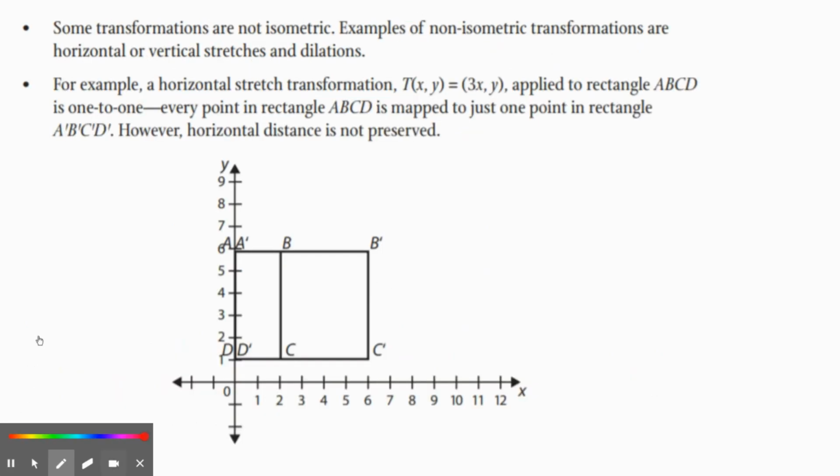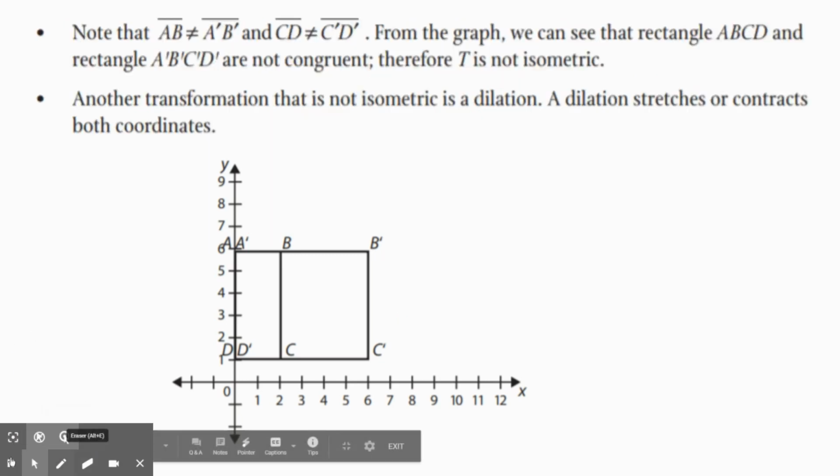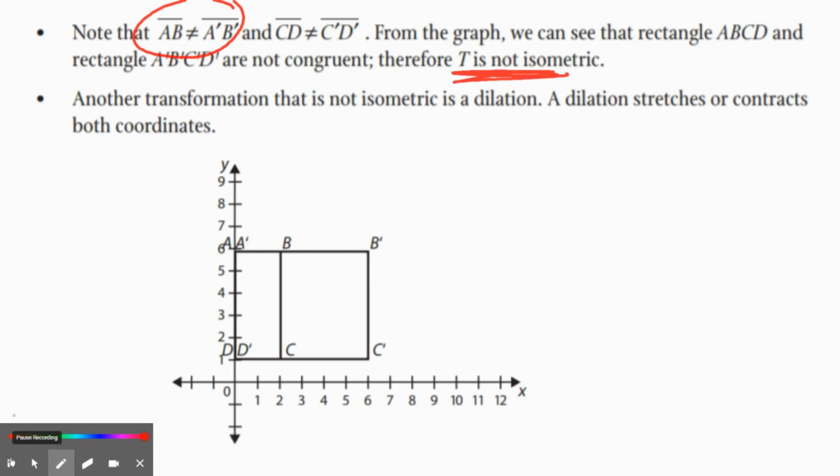Non-rigid transformations, or transformations that are not isometric, might be stretched horizontally or perhaps even vertically. And it doesn't have to be to a certain scale. Whenever you multiply numbers, that's what's going to happen, is you're going to be stretching or compressing. So note that the before and after, these segments are not equal, therefore the transformation T is not isometric.